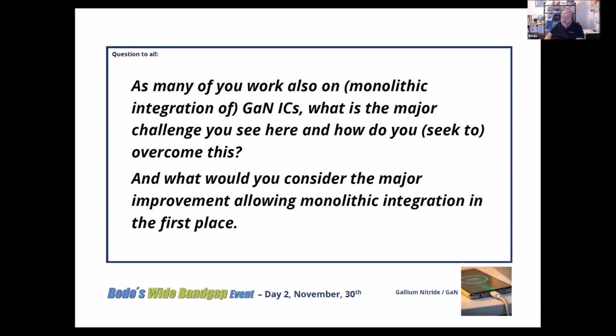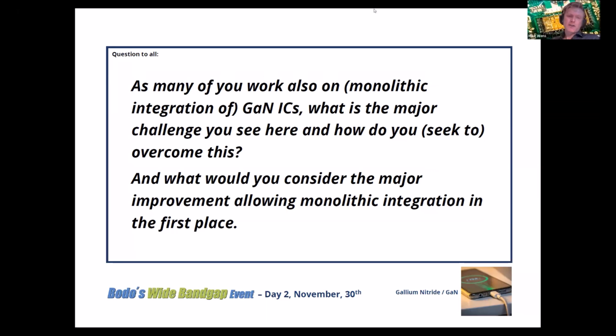It's again to all of you. As many of you also work on monolithic integration of GaN ICs, what is the major challenge you see here, and how do you seek to overcome this? As MinDCet, what do you consider the major improvement allowing monolithic integration in the first place?